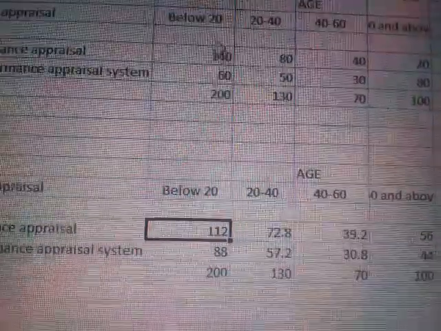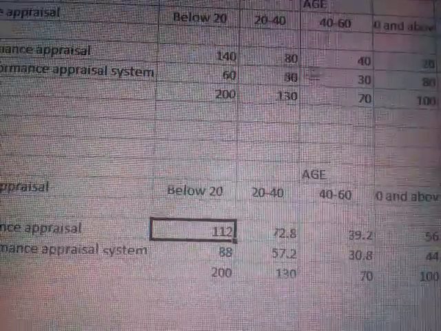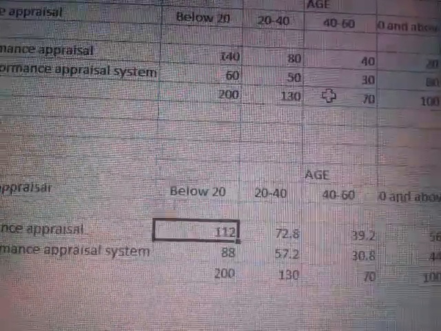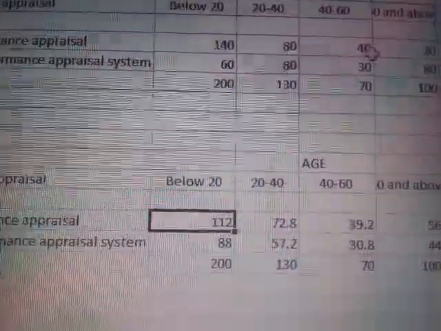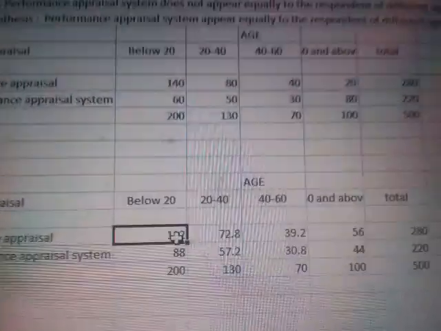Now I am going to take the observed values 140, 80, 40, 60, 50, 30. I am going to transpose this into column-wise form.